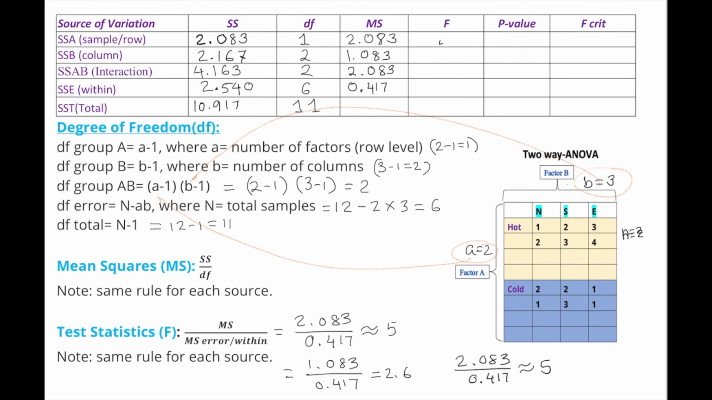Let's put that in. 5 there, 2.6, and that's a 5. That is how we find the formulas, fill out the source table, and understand the formulas.